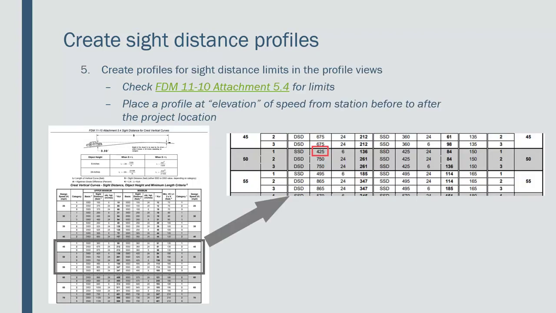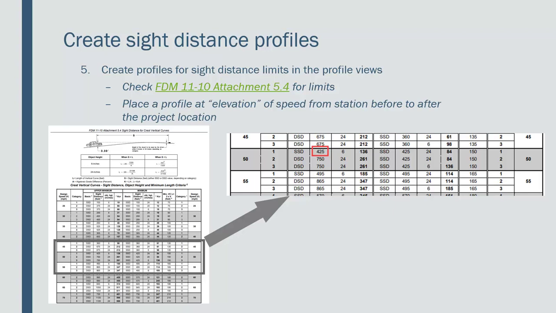And then we're going to go in and create the profiles for the site distance limits in the profile views. In this case, we're going to be using FDM 11-10 attachment 5.4 for those limits. And here you can see a screenshot of what that looks like.